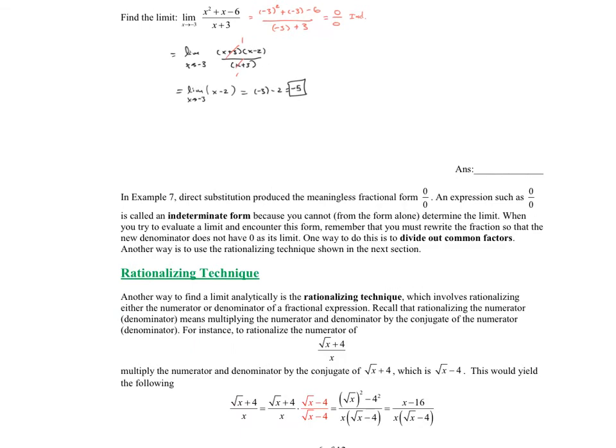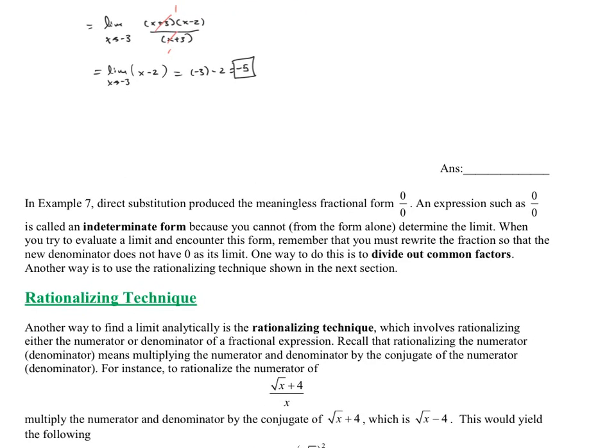It says in example 7, direct substitution produced the meaningless fraction form 0 over 0. An expression such as 0 over 0 is called indeterminate form. I already talked about that. It says because you cannot, from the form alone, determine the limit. So anytime you get this 0 over 0, you cannot just plug it in. That does not tell you the limit.